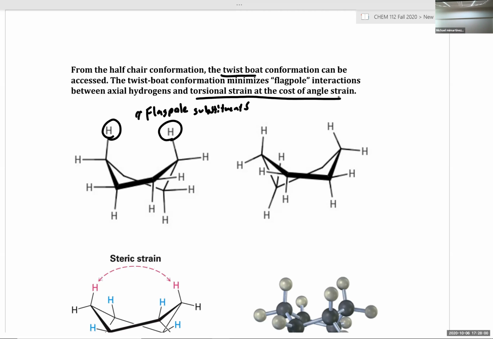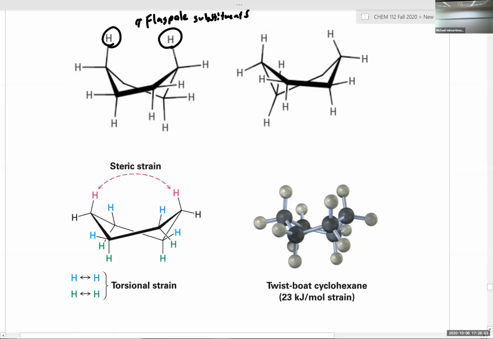So these are two major benefits of the Twistboat conformation. It minimizes this steric strain while also minimizing torsional strain. So as we notice, for example, in our Twistboat conformation, our hydrogen substituents are almost pseudo-staggered, and our flagpole substituents are separated by the greatest amount of distance.